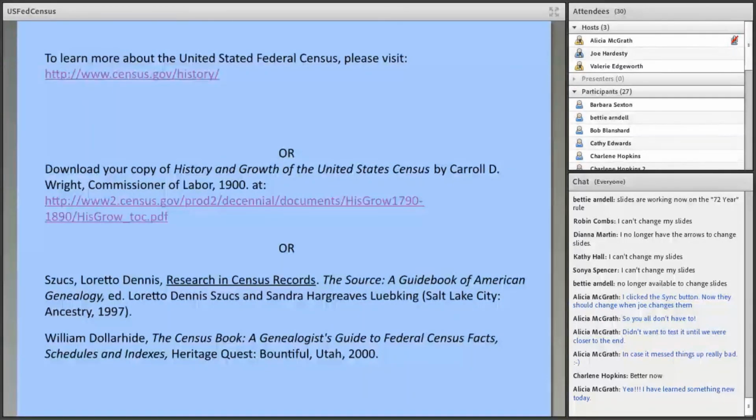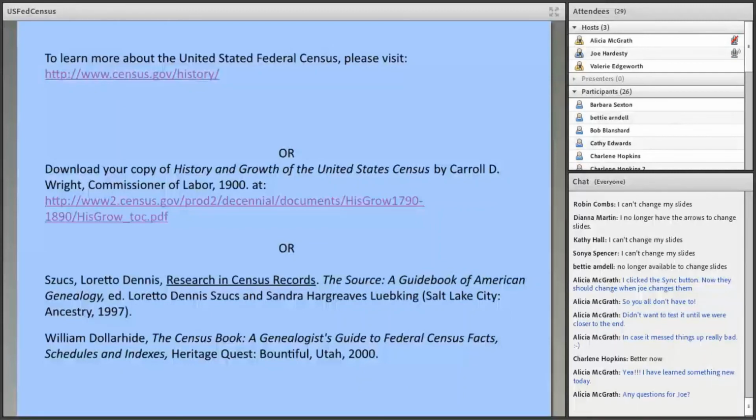Very last slide is if you wanted to learn more about the federal census, you could visit those websites or download your copy of this document, History and Growth of the United States Census. It's a very long document, published in 1900, so I think it's an interesting document. And you could also read Dennis Zook's book, Research in Census Records, source guidebook for American genealogy.